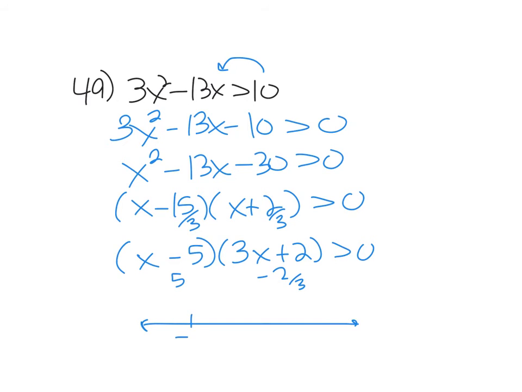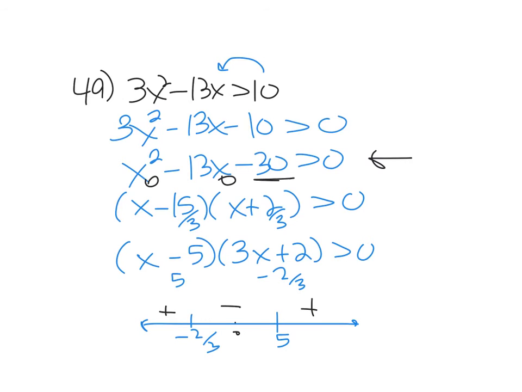So you plot that. I'm going to go negative 2/3 there, 5 there. I'm going to plug in a 0 like I always do, and plug it back up here. If I put a 0 there and a 0 there, all that leaves me with is negative 30, which is negative. So my negative is going to be in between, where the 0 was, which means there's plus out there and plus out there, because they always alternate.